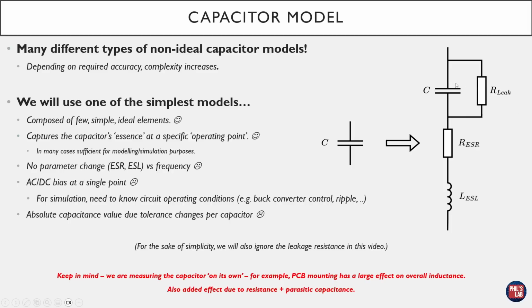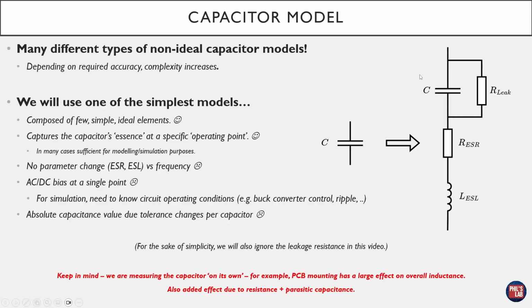We still have capacitance, but that might be, of course, derated. We have a leakage resistance due to the leakage of the dielectric, which will allow a small leakage current to pass even at DC. We have the equivalent series resistance, and we have an equivalent series inductance. And this is one of the simplest capacitor models you might find.